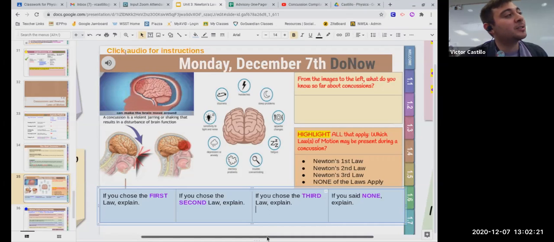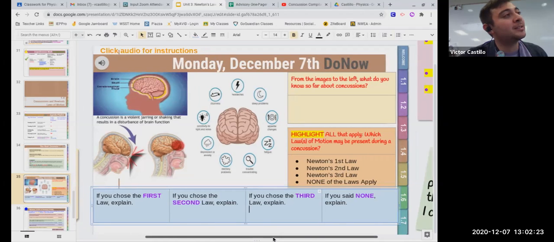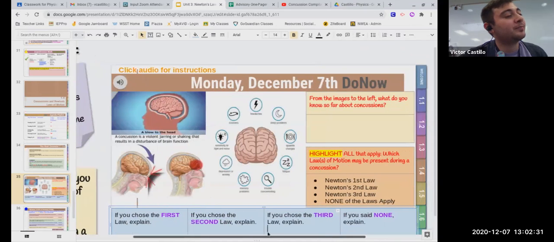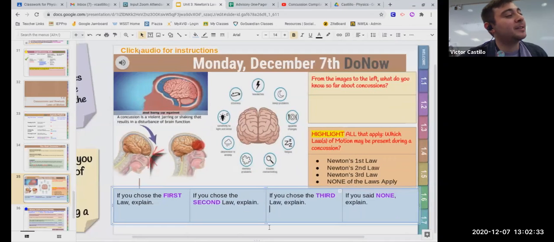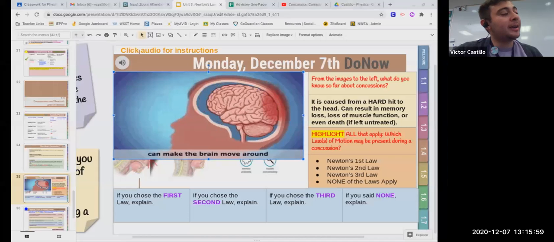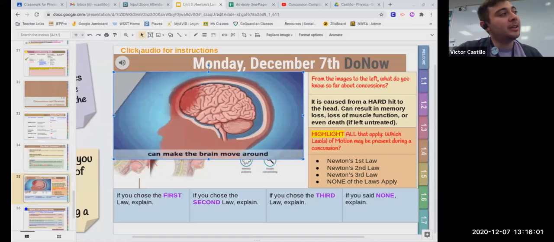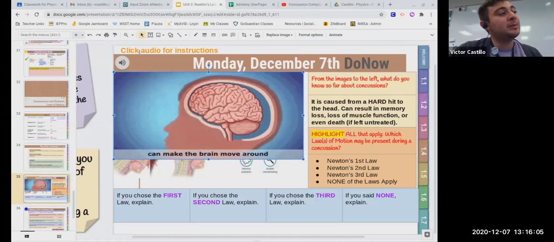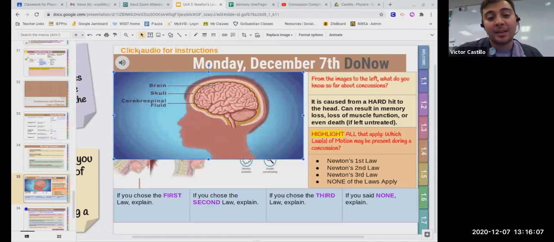If you forgot what the laws of motion are, you can scroll to the right, and on the top right, highlighted in yellow, there are the laws of motion, okay? So let's spend 5 minutes answering the do now. So we know that a concussion is caused from literally just a big hit to the head, and the brain is literally moving back and forth.